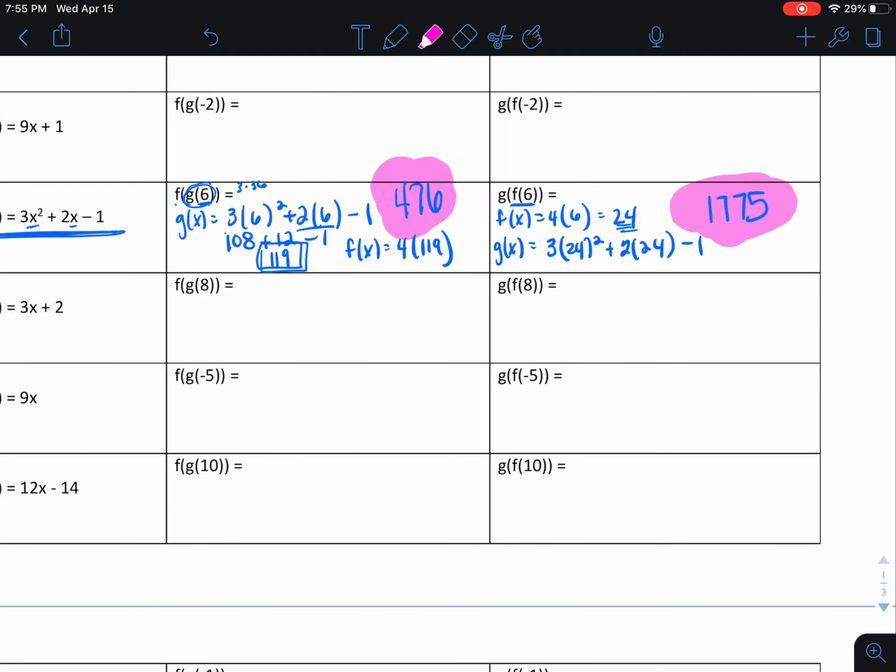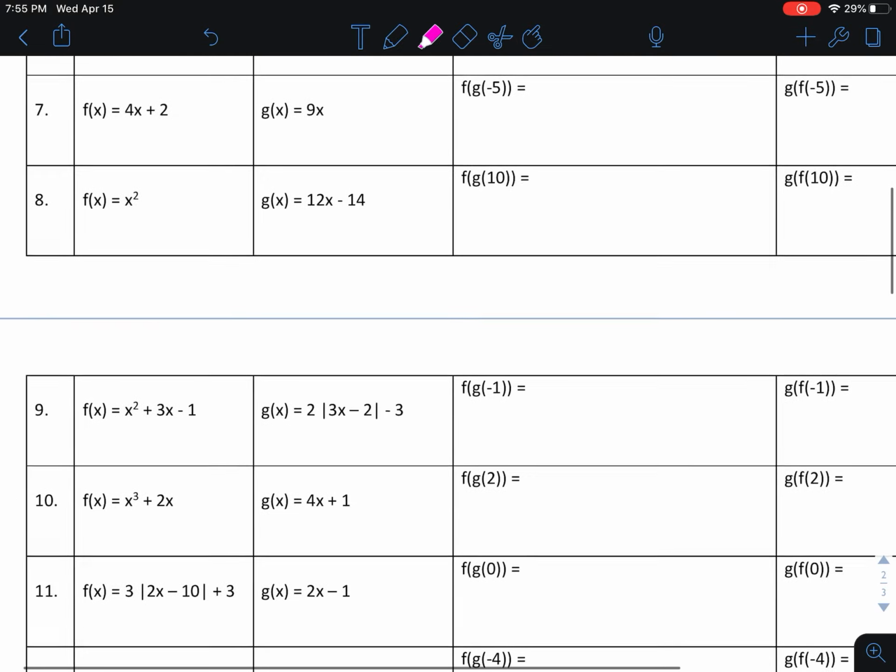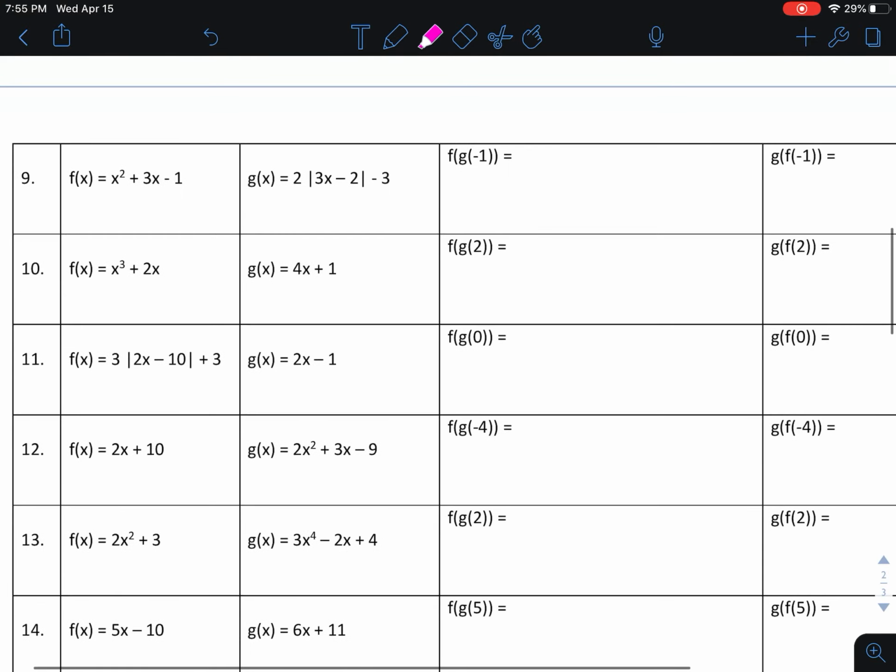All right, now we're going to jump down to number 9. I want us to look at the functions here. The first one is a quadratic. Not too bad. We know quadratics. We just did one, right? And then the g of x function is an absolute value function. Still just plugging numbers into a function. That's all you're doing, plug and chug.